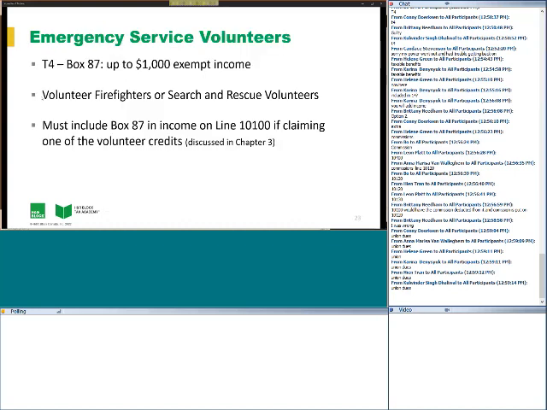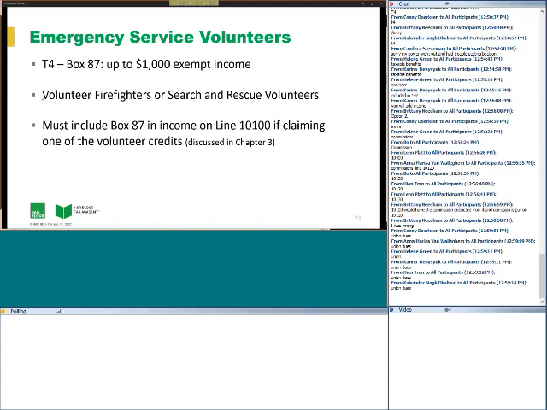Let's get into the details on this. So T4s, very common, reports of most of our income. There are a couple of special types of income that are taxable some of the time. I'm going to go through this slide very quickly because we're going to come back to it in Chapter 3. If you have a T4 and you're an emergency service volunteer, so that might be a volunteer firefighter, we do have those in Manitoba, so we do see these tax slips on occasion, or you might be search and rescue volunteers. You will have a box 14, which is all of your salary, but some of it might be exempt.